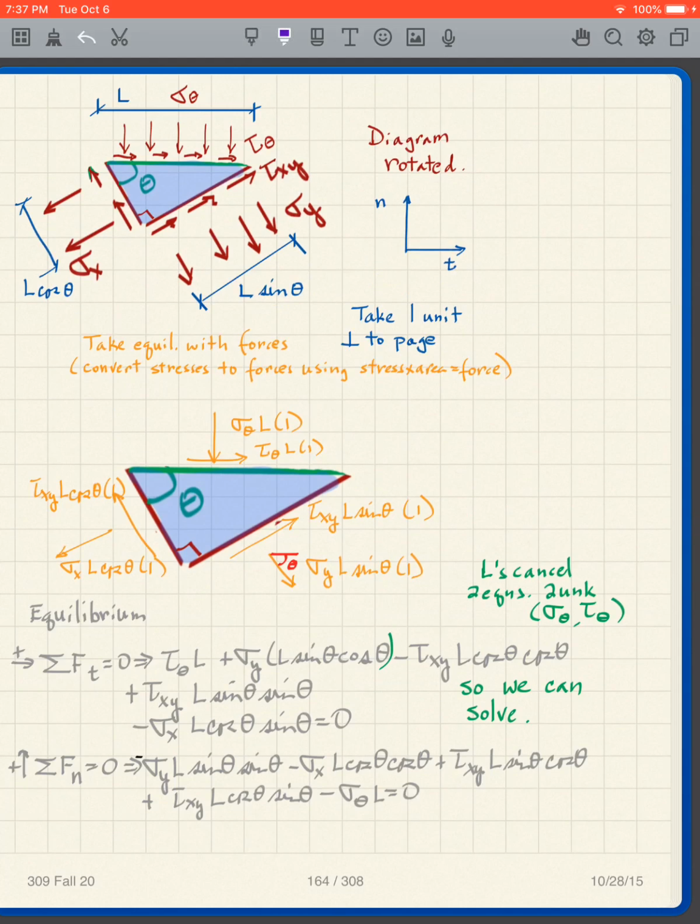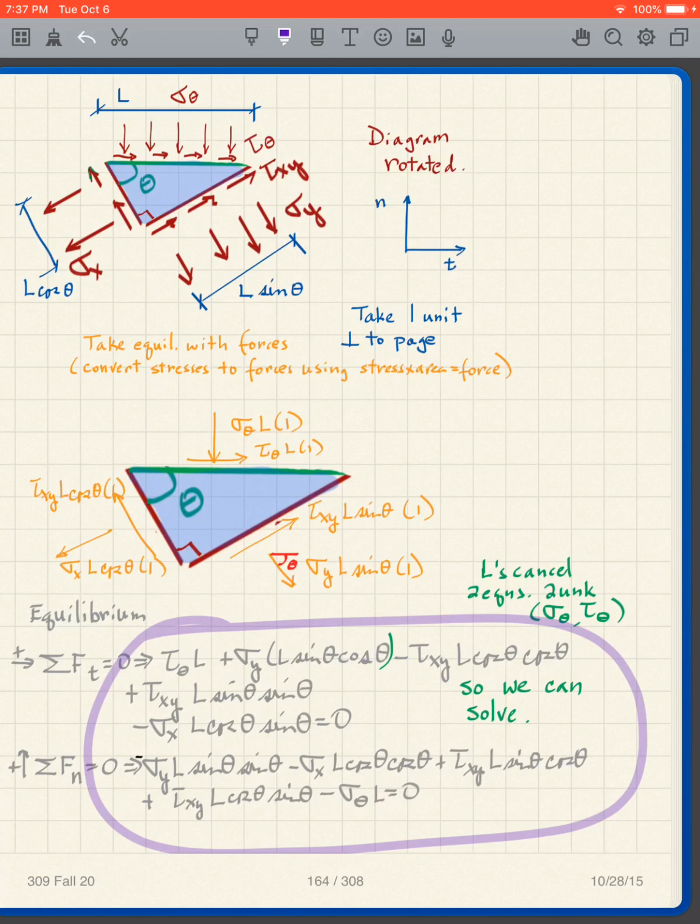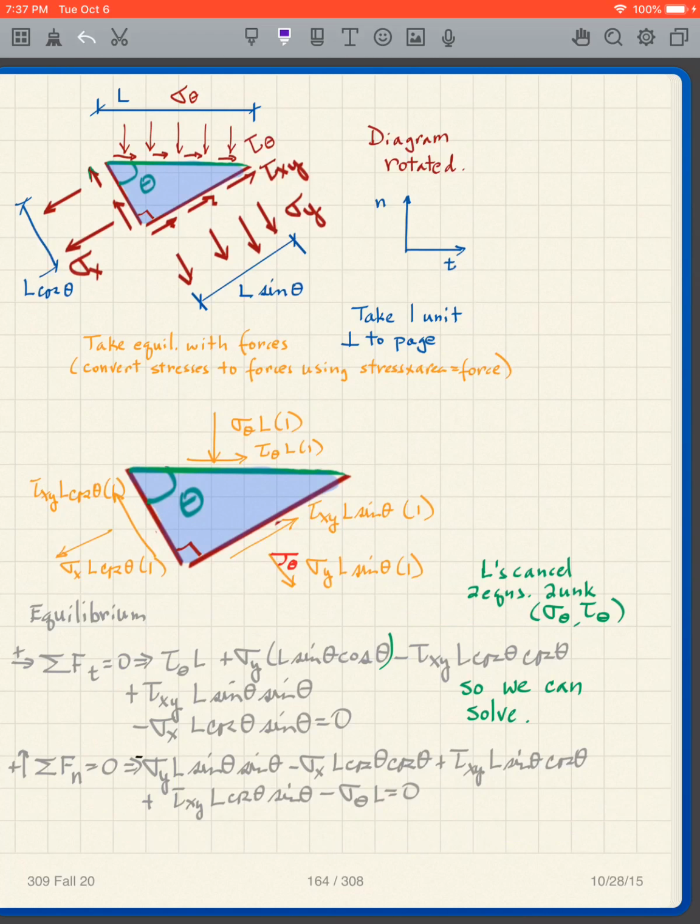All right, so we now have, let's look at what we have here. We have two equations, and what are my unknowns? Well, I only have two unknowns. My two unknowns are sigma theta and tau theta. I know everything else. The L's cancel out, so L is not an issue. So go ahead and cancel out all the L's. And we know sigma y, we know sigma x, we know tau xy. The only thing we don't know are sigma theta and tau theta. So we can solve these equations.